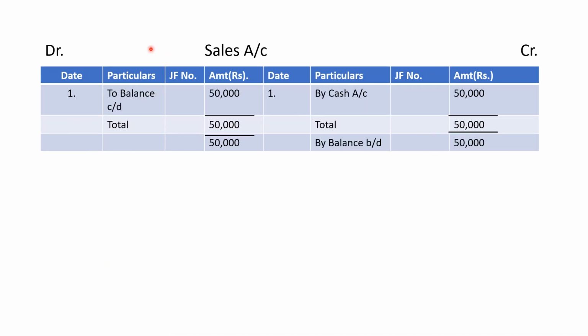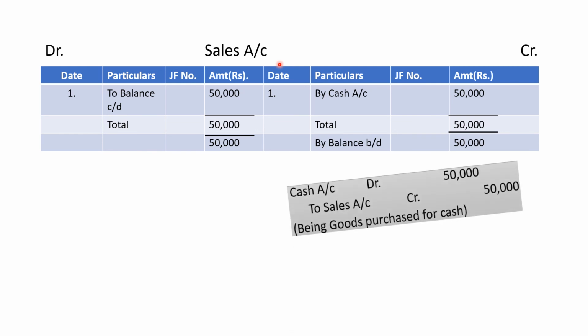And now the last entry is about sales. Before going into this, as we all know, we have to remember what the journal entry is. So what is the journal entry for cash sales? Cash account debit to sales account credit 50,000. As we have already posted in cash account, the remaining one is posting in sales account. Sales account credit side, write down by cash account 50,000. This is the last ledger account.